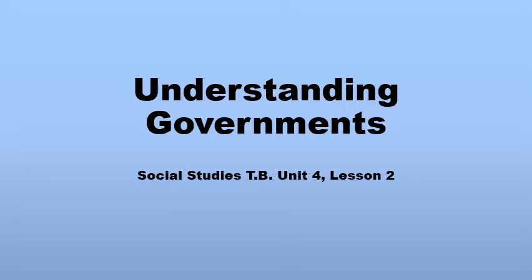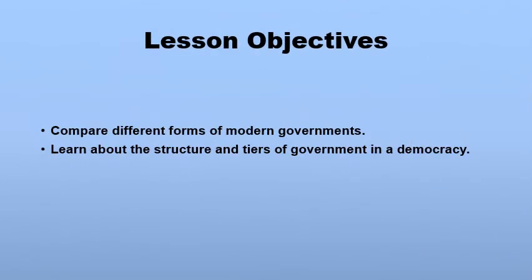This is your social studies textbook unit number 4, lesson number 2. You can find it in your textbook page number 122. Let's move on to the objective of the lesson. The objective of the lesson says that you should be able to compare different forms of the modern government and learn about the structures and tiers of the government in a democracy at the end of this lesson.